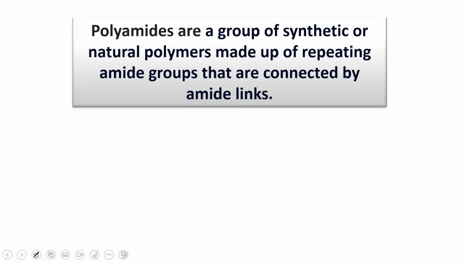So what are polyamides? Polyamides are a group of synthetic or natural polymers which have repeating amide groups. Amide means RCONH2. So you have to copy down the definition after giving the heading.